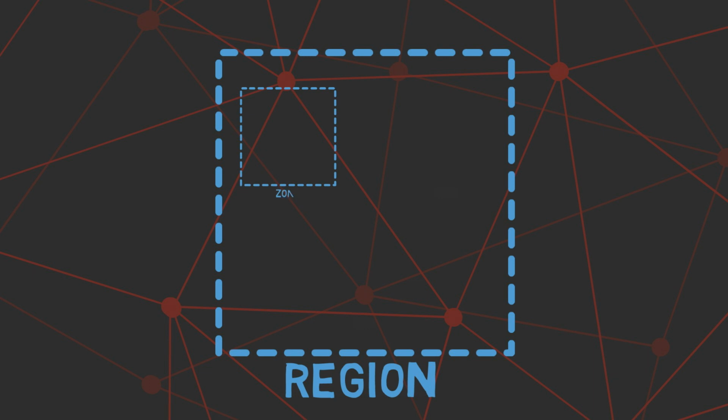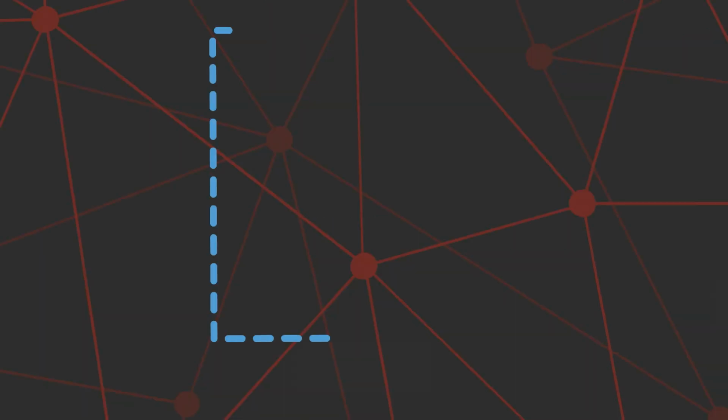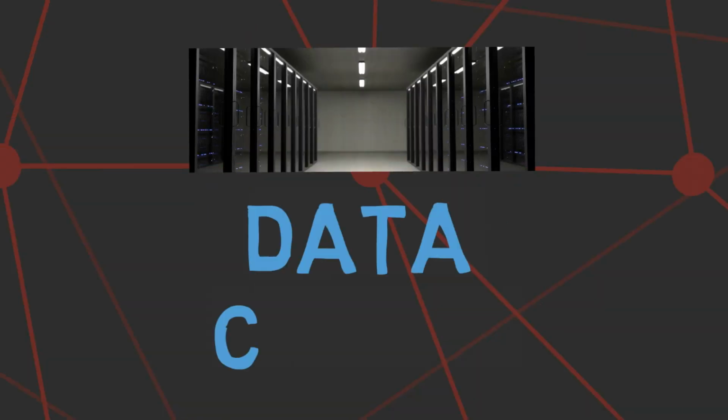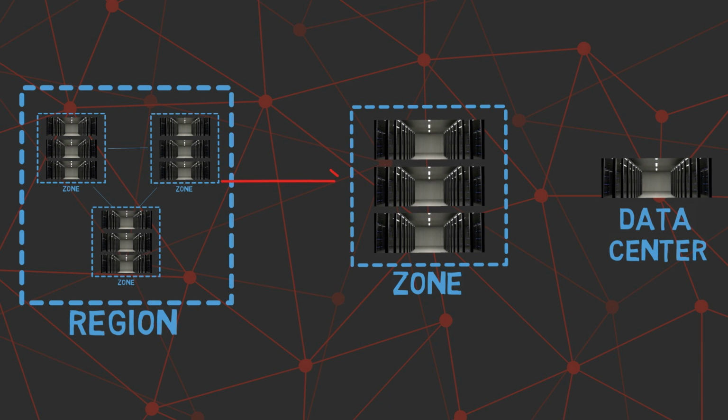Each of these regions consists of two or more isolated locations known as zones. Each zone consists of one or more data centers. A data center is a group of buildings used to house computer systems and associated components. All the zones are connected to each other by high-speed internet cables. These zones are equipped with independent power, cooling, and networking.